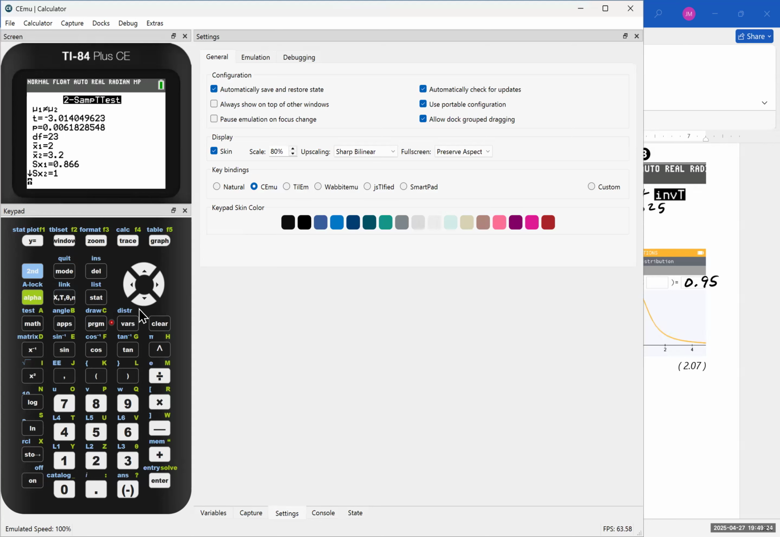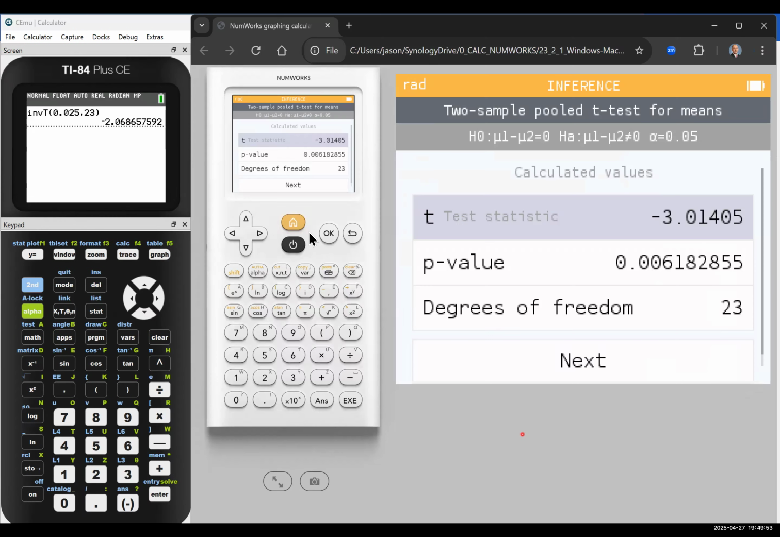So let's go with the distribution functions, inverse t. We want an area now of 0.025 and 23 degrees of freedom. And we'll hit paste. Okay, negative 2.069. And let's go to NumWorks.